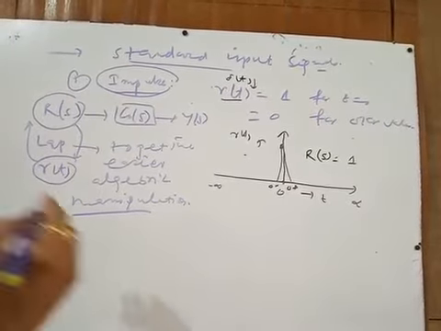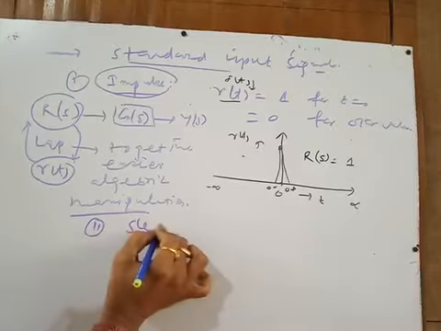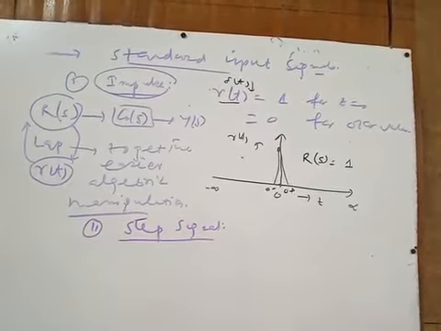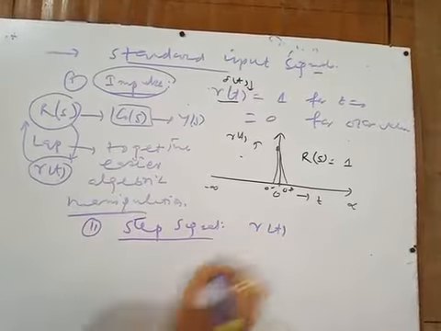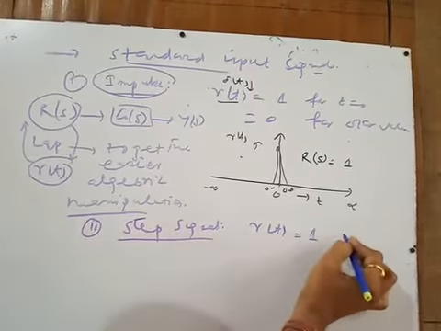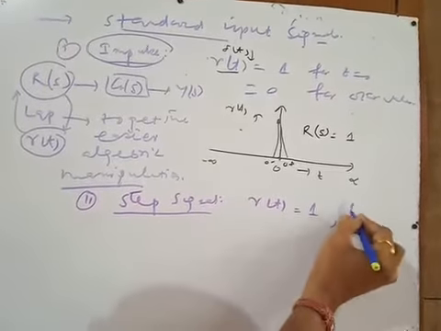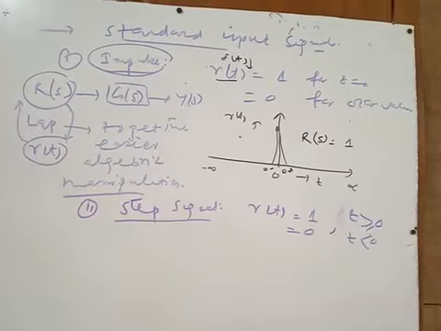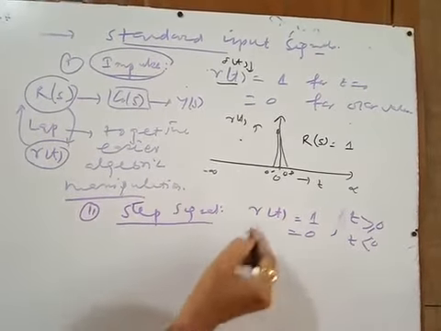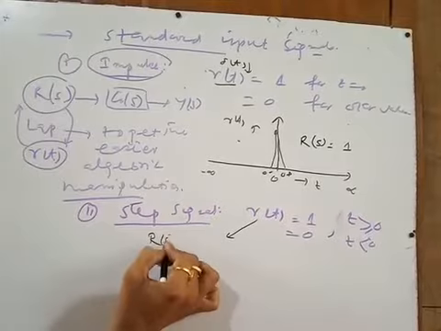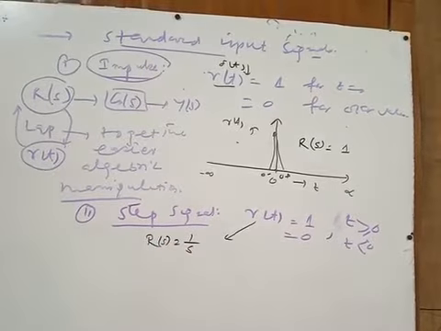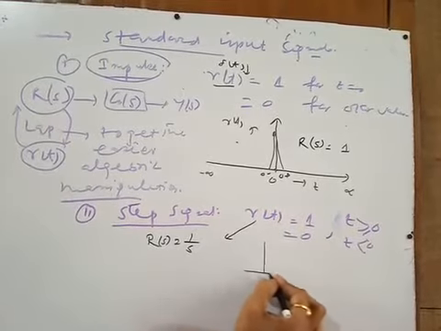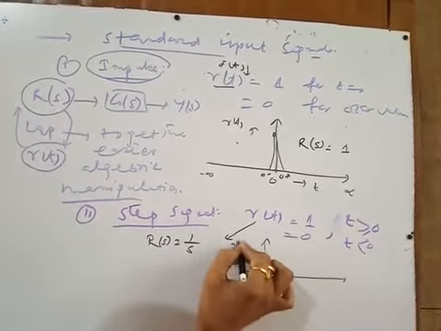Next part is your step signal. The mathematical form of step signal is r(t) equal to 1 for t greater than or equal to 0, and 0 for t less than 0. So if you just take the Laplace transform of it, you get R(s) is equal to 1 by s, right? And this is the graphical expression for r(t).